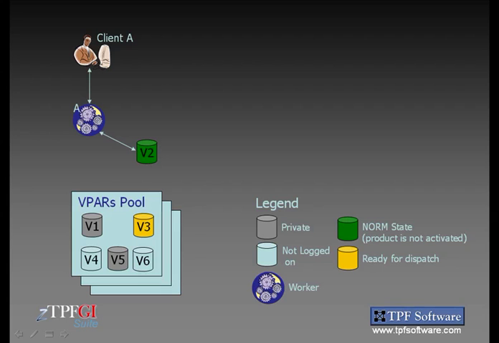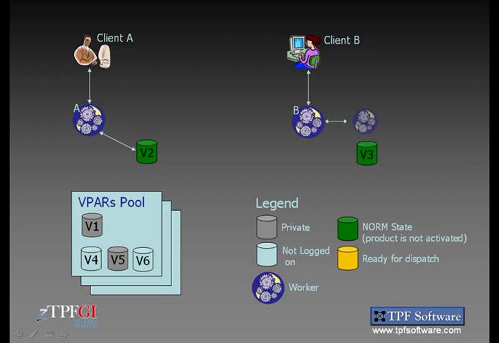When another programmer, client B, requests an on-demand VPARS from the same pool, their zTPFGI worker starts another worker, which finds the ready VPARS and allocates it to client B. Client B's worker then starts a worker that brings another VPARS to the ready state and disconnects.